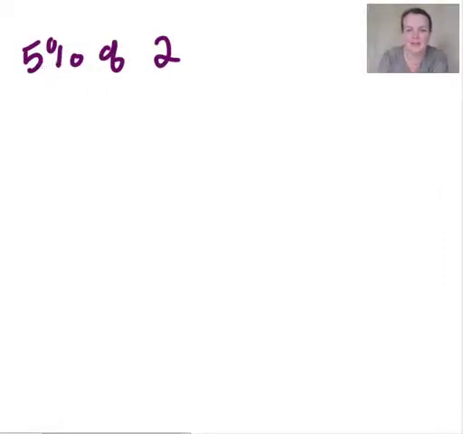Off we go. 5% of 2. Well, should we find 10% first? So just move the decimal point over. So 10% equals 0.2. So if you had £2, a tenth of that would be 20p, wouldn't it?